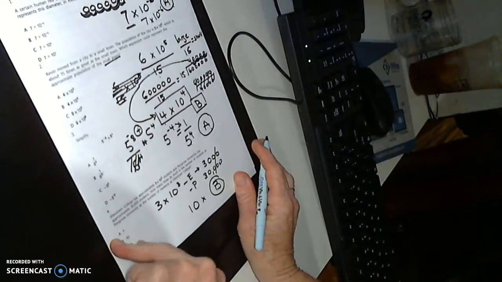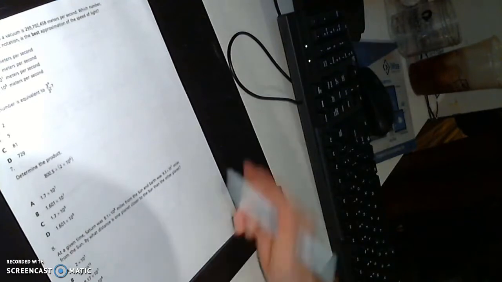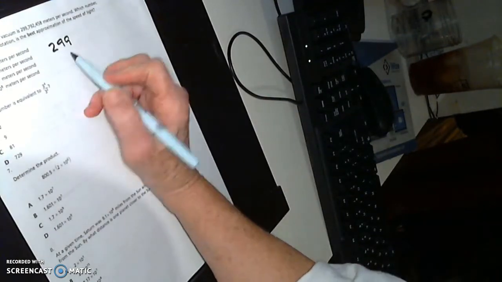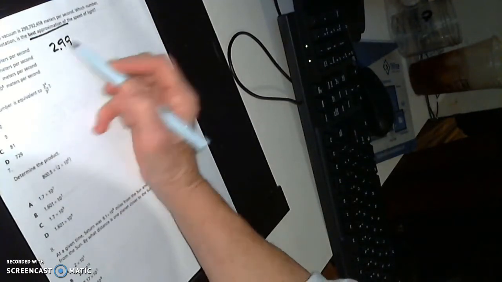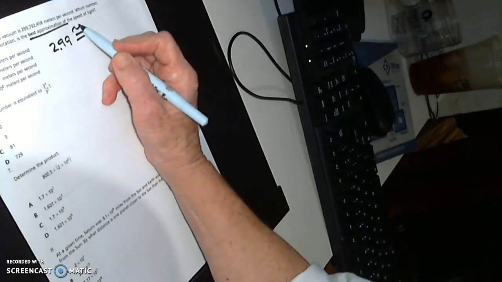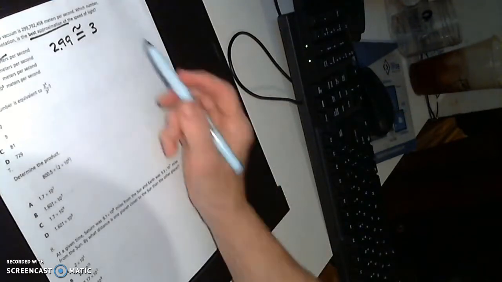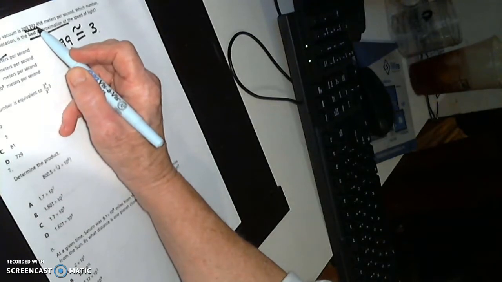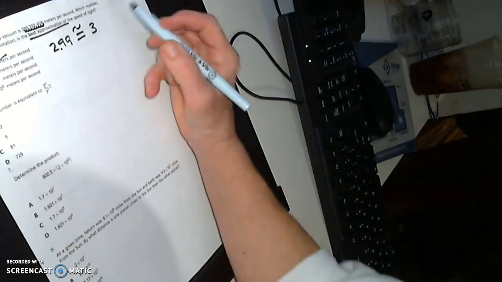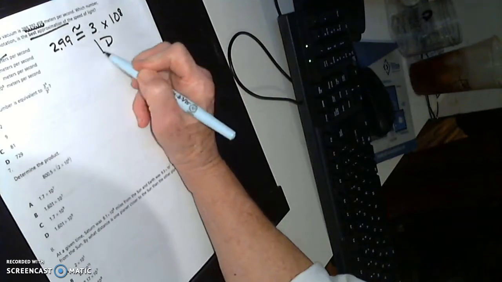Moving on to question number 4. The speed of light in a vacuum can be written as 299. I can pretty much stop right there, because if it says I'm approximating, I'm just going to round to 2.99, so that's approximately 3. I can get rid of answer choices A and B because they're not written in scientific notation. Now all I need to do is figure out the right number of zeros. So starting here, 1, 2, 3, 4, 5, 6, 7, 8. So it's 3 times 10 to the 8th power, or letter choice D.